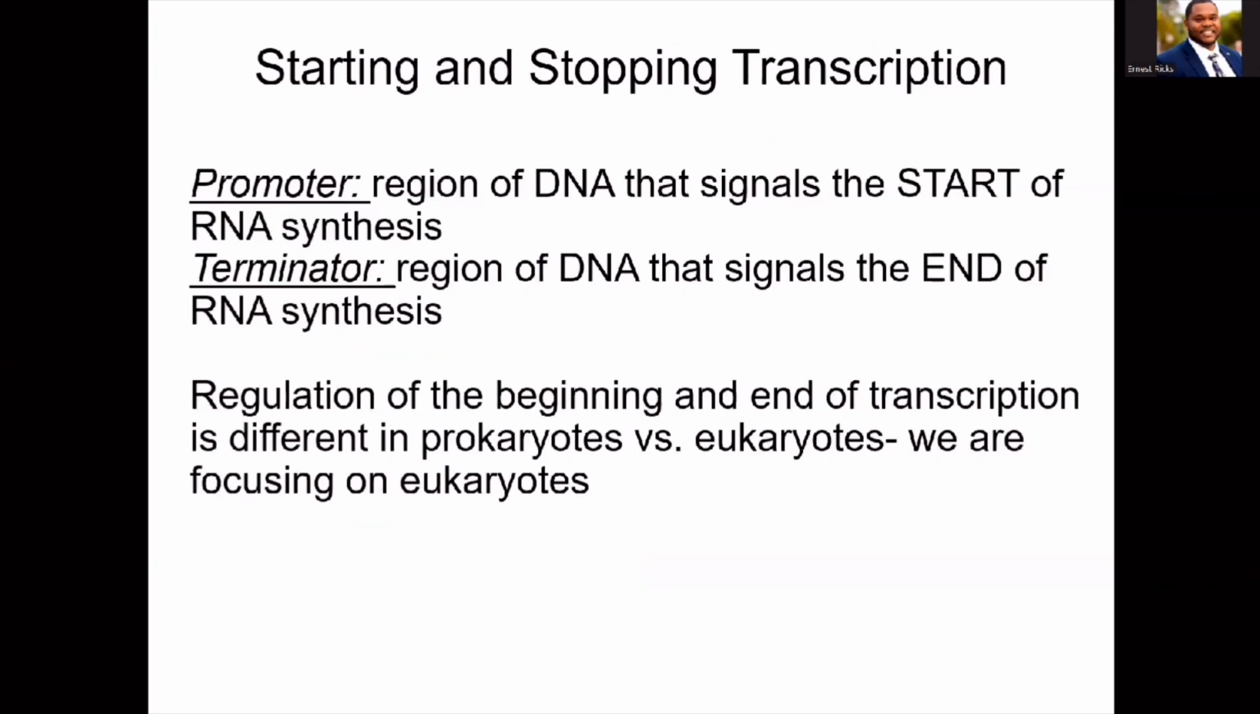All right, so starting and stopping transcription. Where do we start? We start at this area called the promoter. It's a region of DNA that signals the start of RNA synthesis. RNA polymerase and transcription factors recognize and bind there at that promoter region. The terminator is another DNA sequence that signals where transcription should stop.